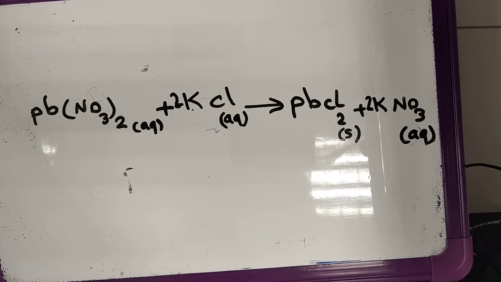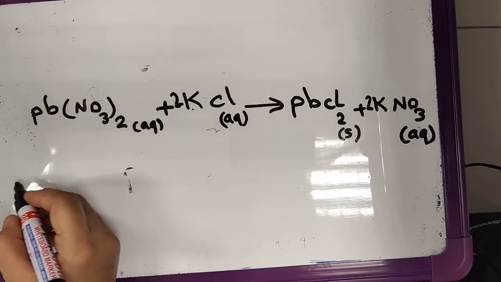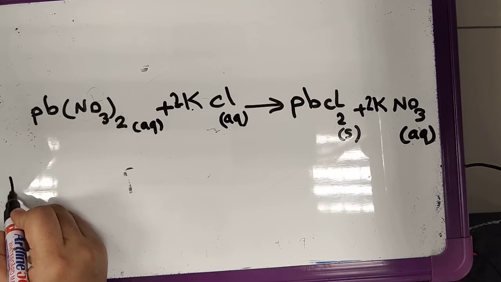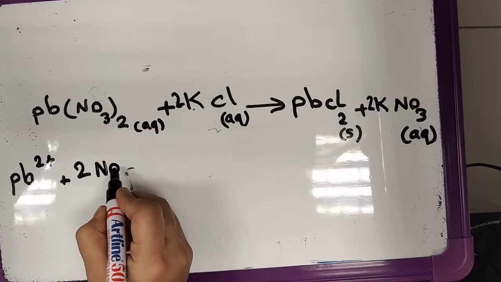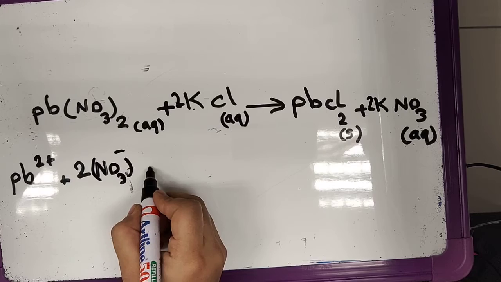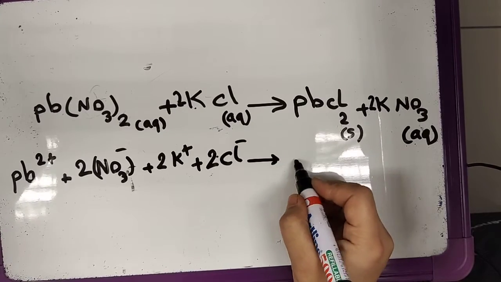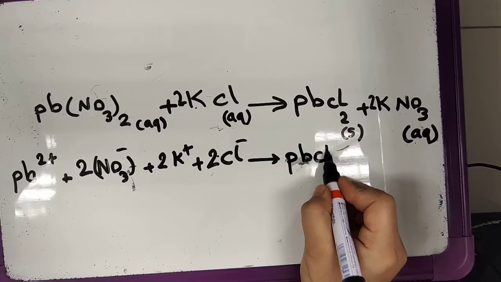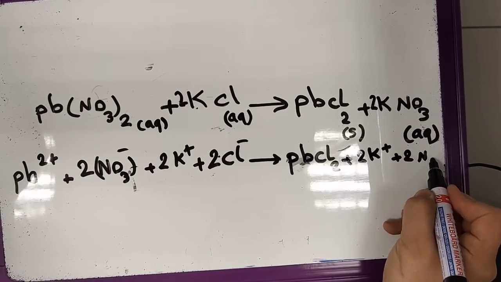The next step is that you have to find out the spectator ions. First you have to write the full ionic equation. To write the full ionic equation, you have to separate them into the ions. This is an ionic compound, so we just write Pb2 positive plus 2NO3 minus plus 2K positive plus 2Cl minus. It gives PbCl2, this one is solid, so I just write it as it is, I don't separate it into ions. And plus, this one is aqueous, so it should be separated into 2K positive plus 2NO3 minus.